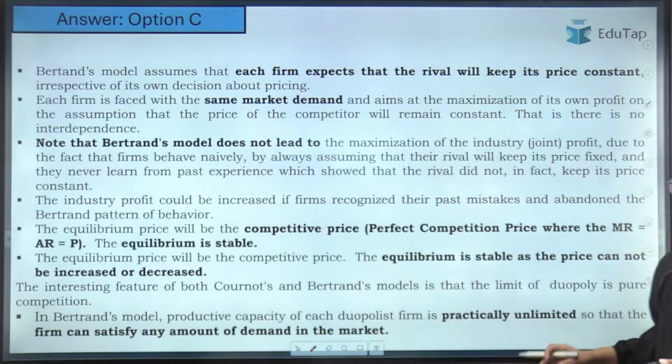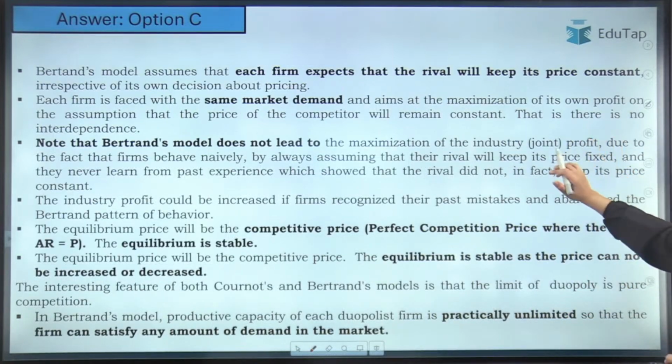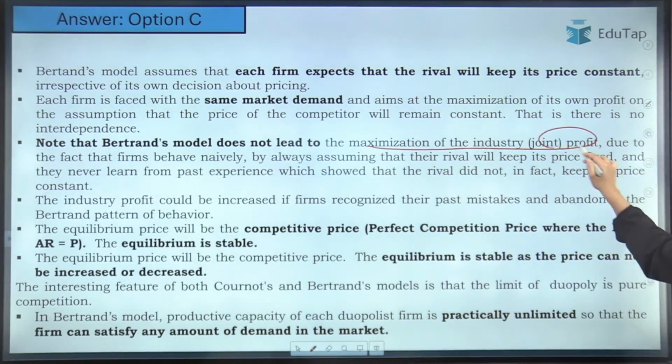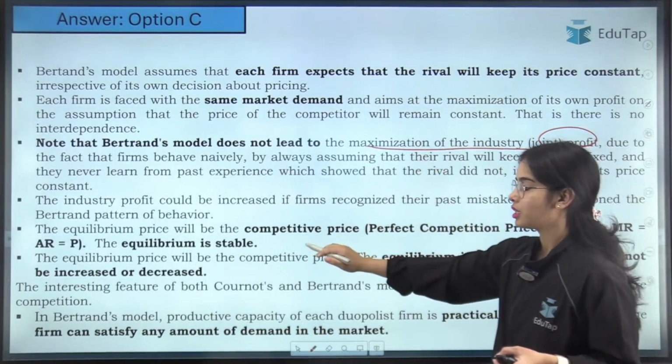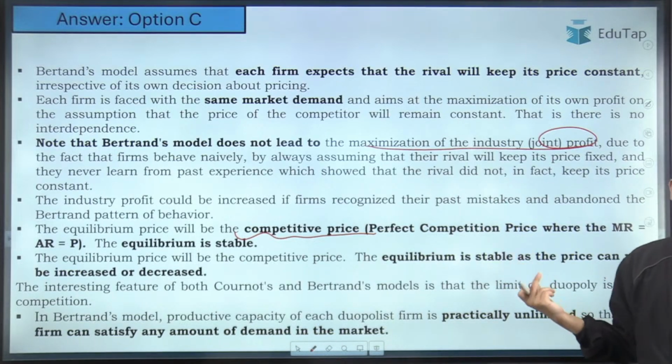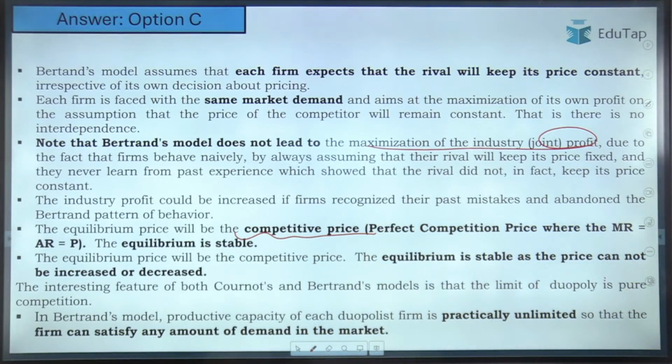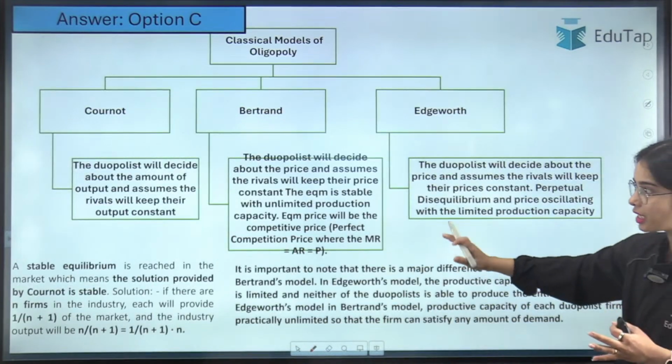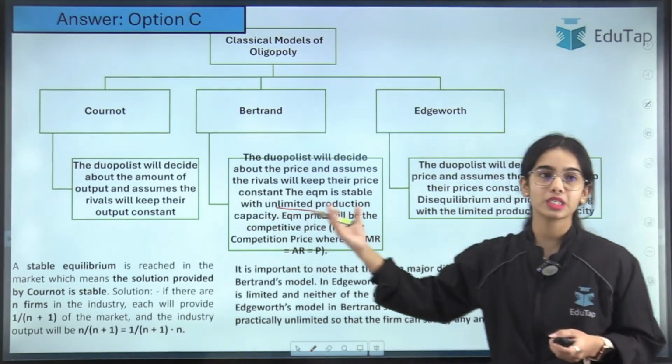So that is correct. So here this is the Bertrand model. They are not having the maximized industry or joint profits, but they are having the equilibrium at the competitive price. The equilibrium is where there is competitive price. Okay. So this is the idea. And in the Bertrand model, there is the unlimited capacity to produce. Okay. So these are the different models.